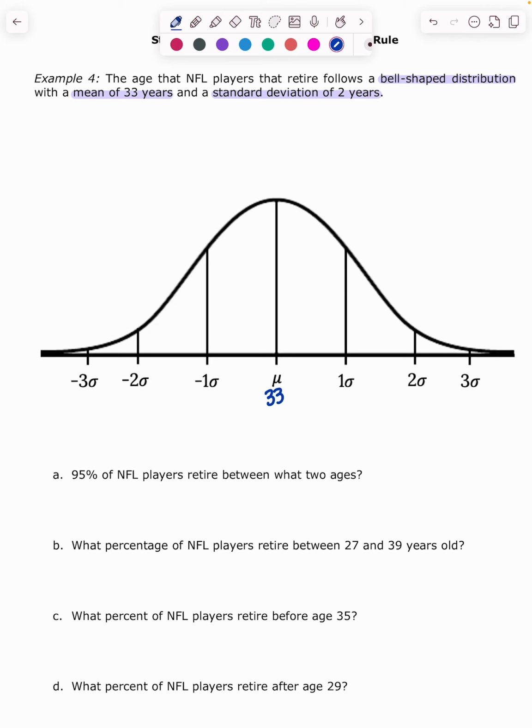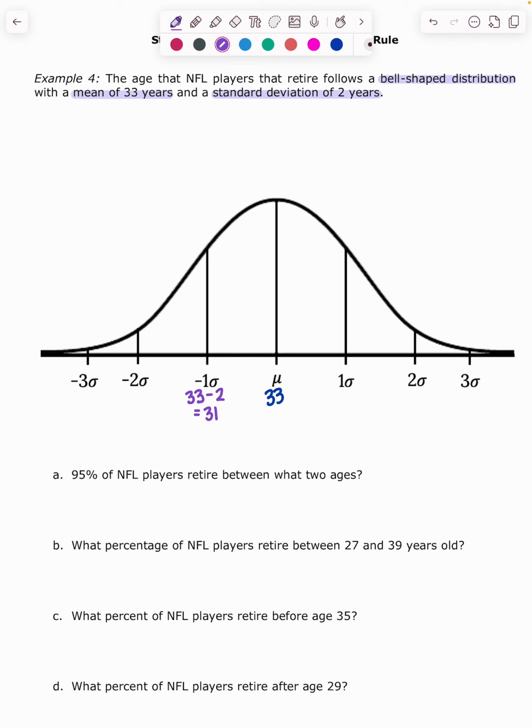Then I'm going to work to the left of the mean first, and then I'll come back and do everything that's to the right. So working to the left, the first thing I'm going to do is take the mean and subtract the standard deviation. That's going to tell me the age of players that are retiring one standard deviation below the mean. So if an NFL player retires at 31 years old, they have retired one standard deviation below the mean retirement age.